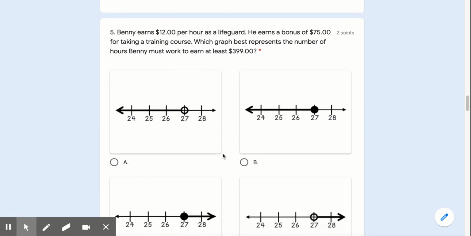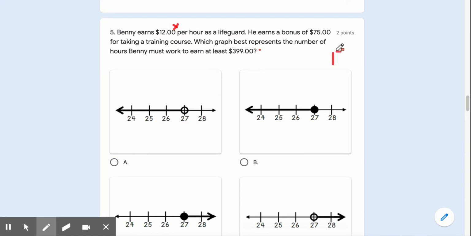Benny earns $12 per hour as a lifeguard. He earns a bonus of $75 for taking a training course. Which graph best represents the number of hours Benny must work to earn at least $399? So we don't know how many hours, so we know that's X, and 12, that goes with the X, right? I will set this up for you. You're going to have to solve it, and then you're going to have to find the correct graph.